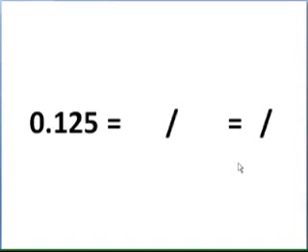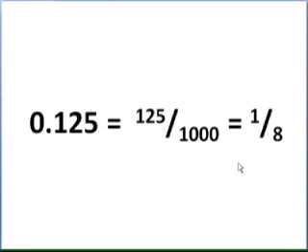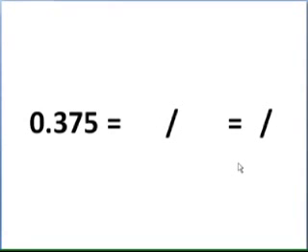What would the numerator be? It'd be 125. How many zeros would there be in the denominator? There are 3 zeros, and that would make it 125 over 1,000. That simplifies to 1/8. Just how you simplify is beyond the scope of what I wanted to cover here. We'll do that in another video.